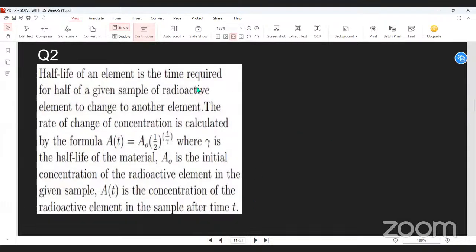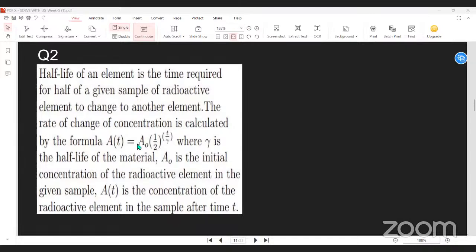Okay. So in this question, the half-life of an element is the time required for half of the given sample of radioactive element to change to another element. The rate of change of concentration is calculated by the formula A of t equals A naught into half to the power t by gamma, where gamma is the half-life of the material, A naught is the initial concentration of the radioactive element in the given sample, and A of t is the concentration of the radioactive element in the sample after time t.